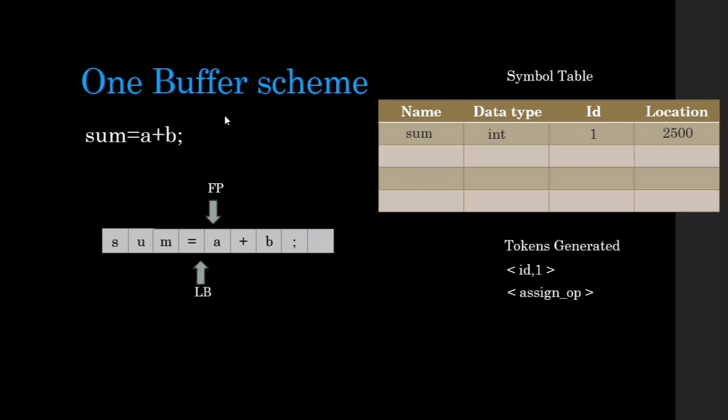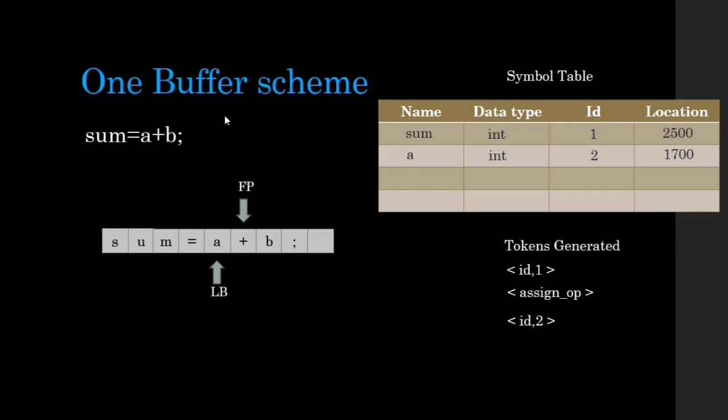Now the lexeme beginning pointer moves to A. The forward pointer will move to the next location. Plus is not part of A, because plus is a different lexeme and A is a different lexeme. Now A will be verified in the symbol table. A has not been made an entry in the symbol table. So A will be made an entry in the symbol table and the corresponding location 1700 will be given. Since A is the second identifier, a token will be generated as ID2.